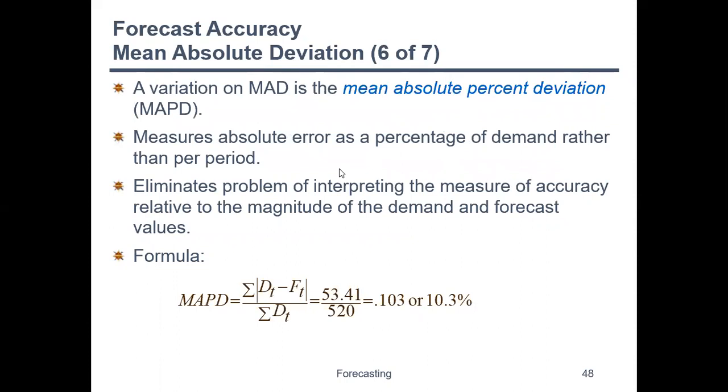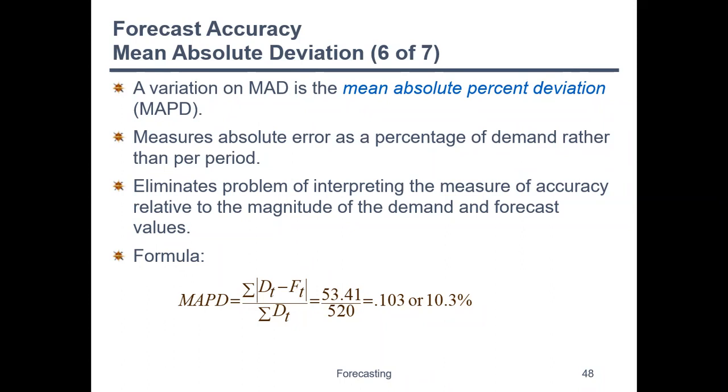The next one is the mean absolute percentage deviation. We said it measures the absolute error as a percentage of demand rather than per period. Remember, in the other one, we were measuring the absolute errors in relation to the time periods. However, with the mean absolute percentage deviation, we are measuring the absolute errors as a percentage of demand. So it's not divided by n, not divided by the time period, but rather by the demand. So, a percentage of the demand.